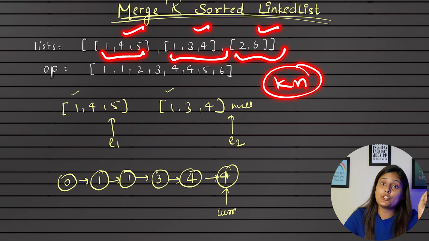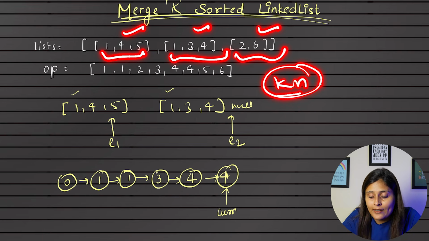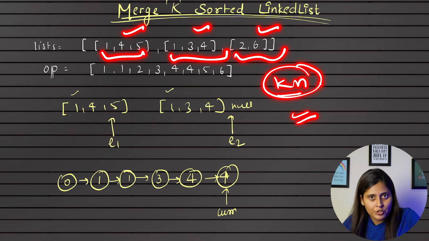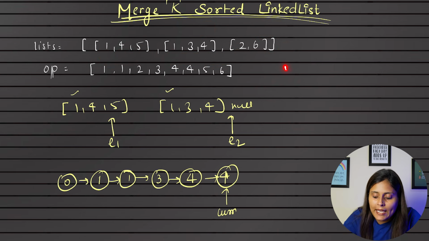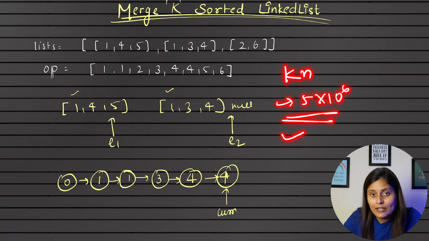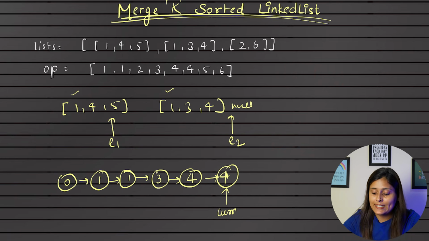So in the previous approach, it was kn log kn, and here it will be simply kn, which is a far better approach. But kn can also be 5 into 10 power 6, so this will also be slow, but we can do this. Now, why did I say kn?